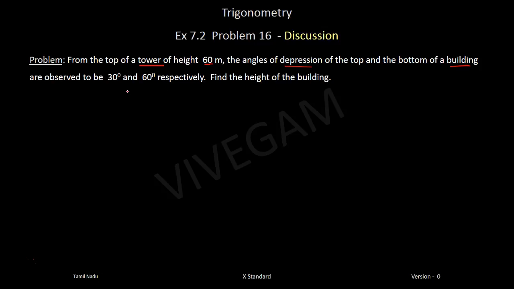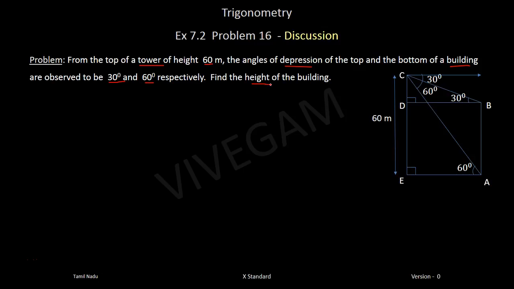So the angles of depression are 30 degrees and 60 degrees. From the tower, they look at the top of the building and the bottom of the building. They find the angle of depression to be 30 degrees and 60 degrees. And we are asked to find the height of the building. Okay, let's draw a simple diagram.